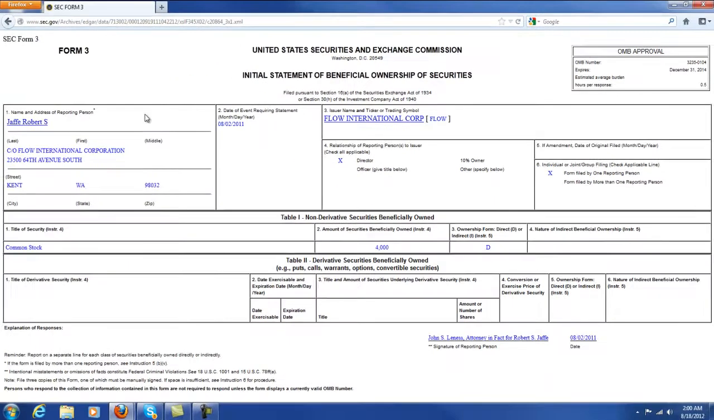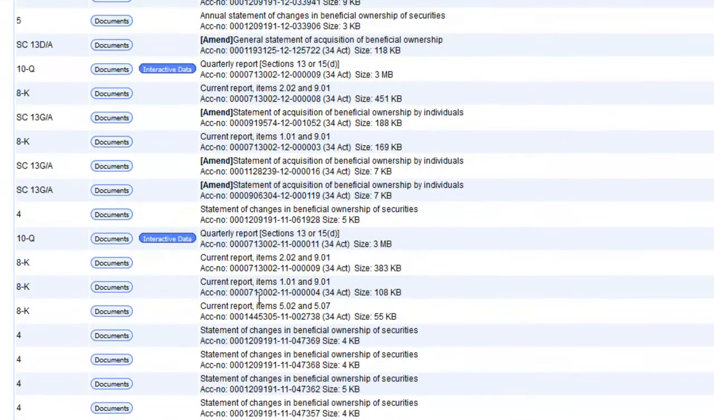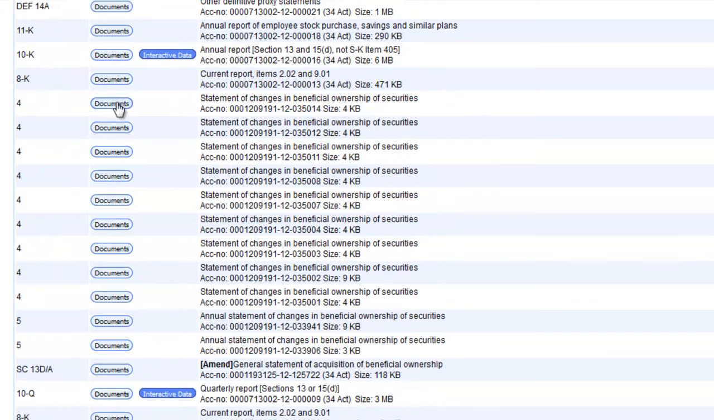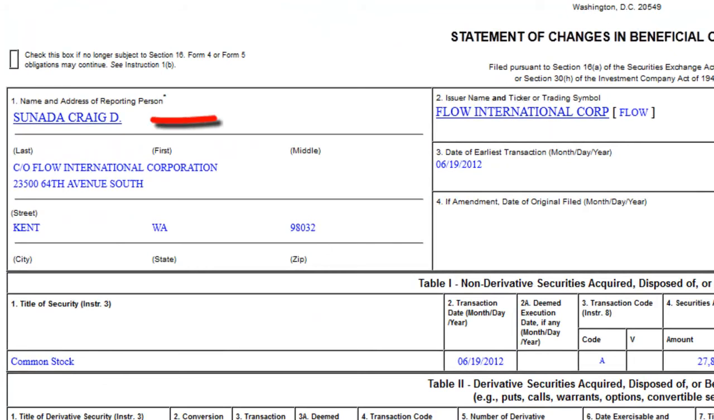So let's go back and take a look at Form 4. Let's choose this one. So Form 4 is a little bit more detailed, and as I mentioned before, Form 3 was the initial filing, and Form 4 is the following transactions. In this case, the person filing is Craig Sunada. So because he's filing Form 4, we know that he previously filed Form 3.